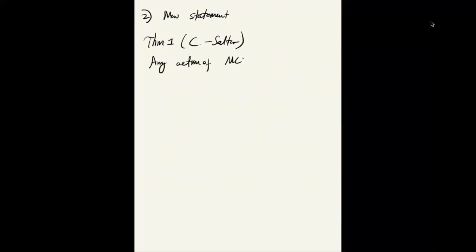So the actual theorem that we prove is the following. The new statement is, Theorem 1: any action of the mapping class group fixing a point, this is the pi zero of the lifted homeomorphism group, any action of the mapping class group fixing a point on R2 has a global fixed point.